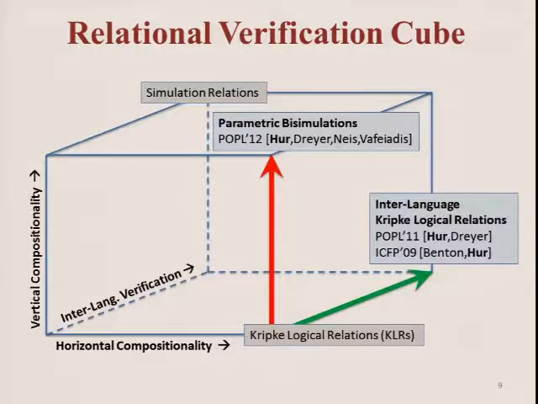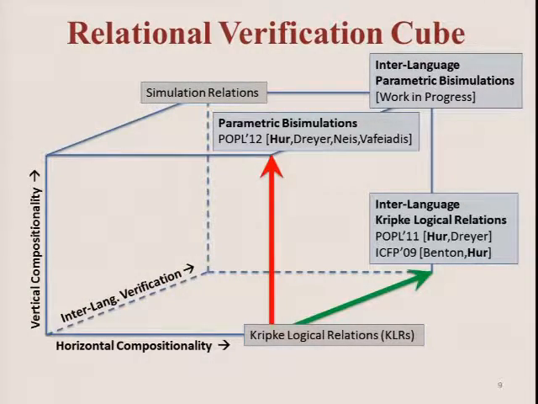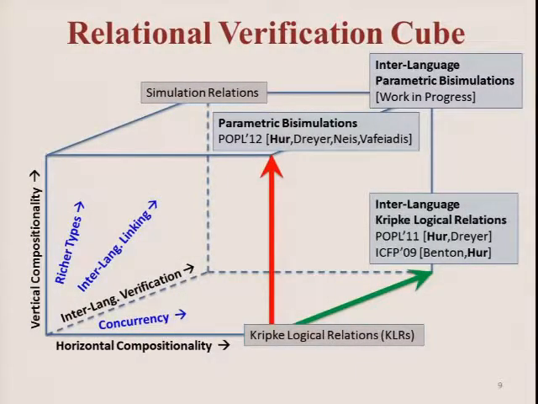So instead, I invented a completely new proof method, which we call parametric bisimulations, that supports both horizontal and vertical compositionality. And I have a lot of confidence that by composing these two axes together, we can reach here. Currently, I'm working on generalizing parametric bisimulation to support interlanguage verification using the ideas I used in this first work. There are also many other directions of future research, which I will discuss at the end of the talk.